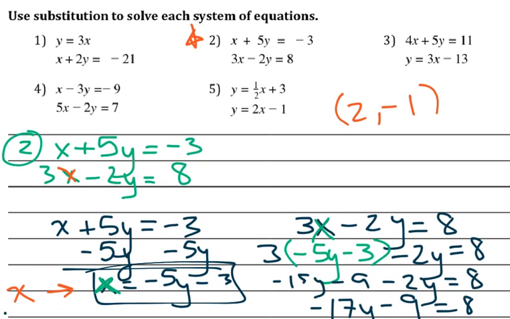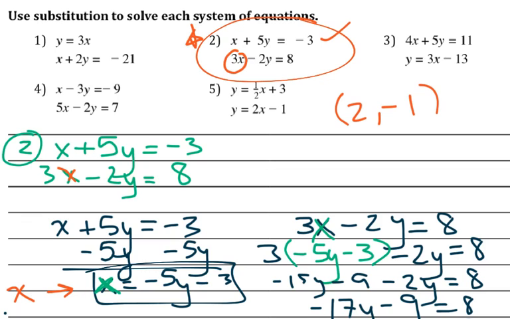I'm writing that in red just because it's good to check these problems in the original setup. So I got 2. 5 times a negative 1 is negative 5. And then 2 minus 5 does give me negative 3. It's not enough to check it in the first. You have to check it in both.